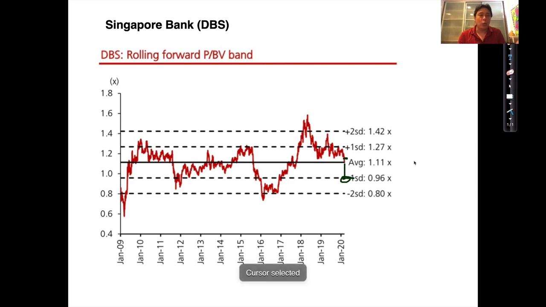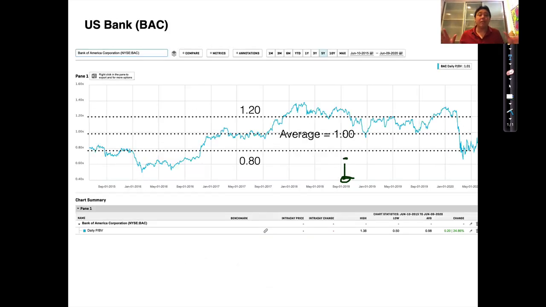Now, let's look at the US bank. This is Bank of America. You can see that this is the last 5 years, and this is the price to book ratio. You can see it went as high as 1.3, as low as 0.5. Now the average for the last 5 years for Bank of America is a price to book ratio of roughly about 1 times.